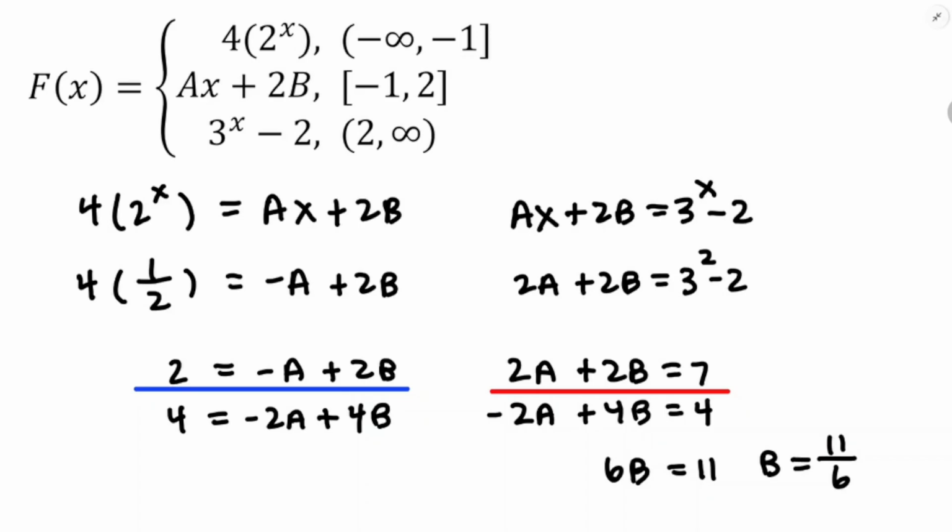Okay. This is kind of what I was doing mentally earlier when I was thinking, okay, well, if I subtract those away, 2a minus negative a would be 3a, and then 7 minus 2 would be 5. I was thinking it would be 9. That means that a is going to equal 5/3.